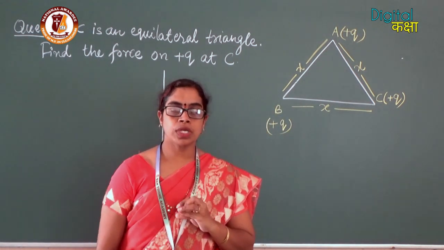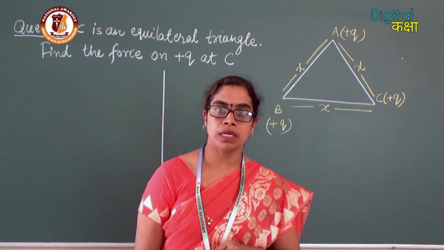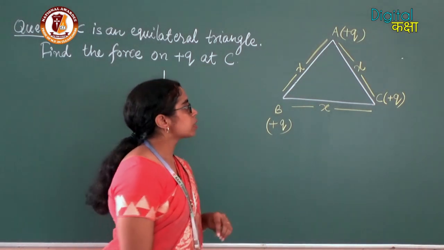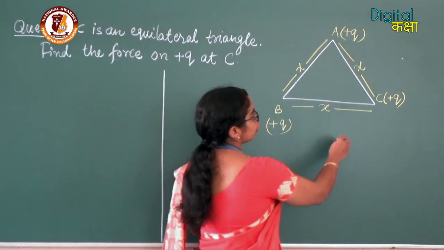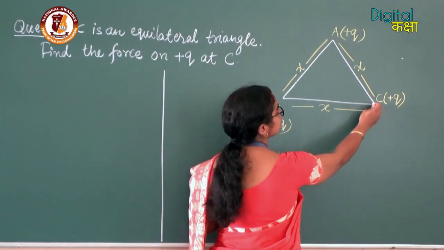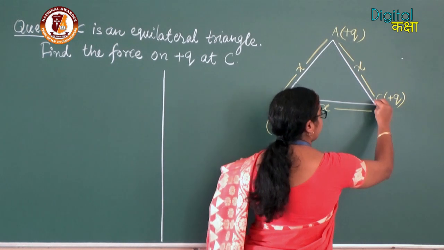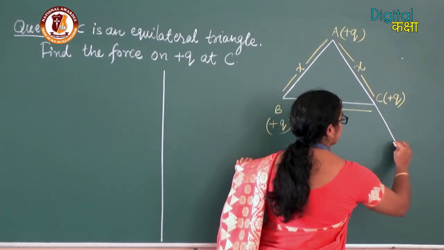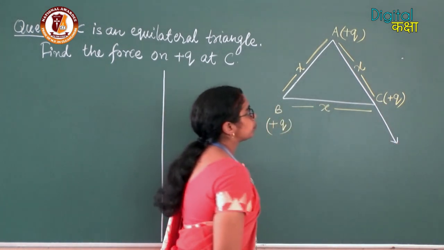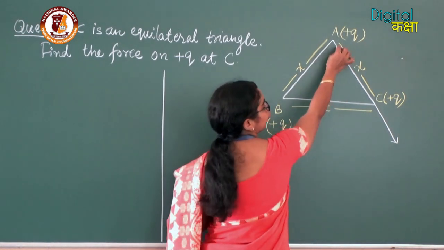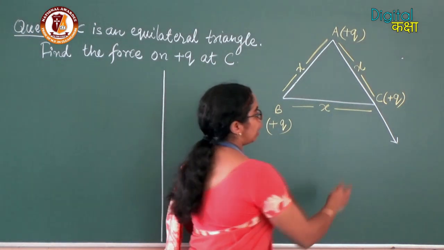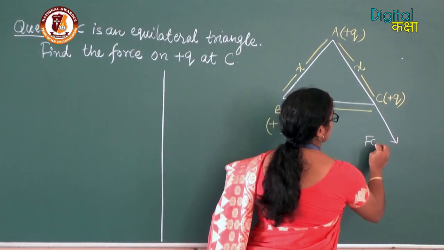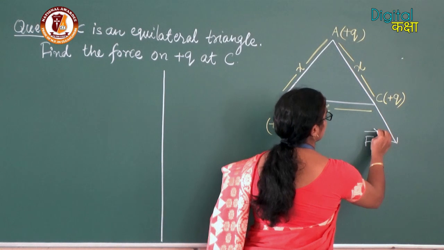So in the solution, before coming to the mathematical part, let us first complete the vector diagram. The direction of the force on C due to A will be shown in the diagram in this manner, because this plus Q will repel this plus Q, which is kept at C. And here this will be written as vector FCA.